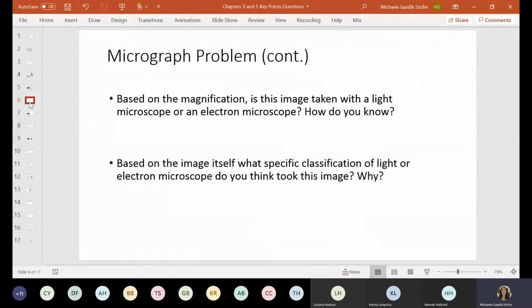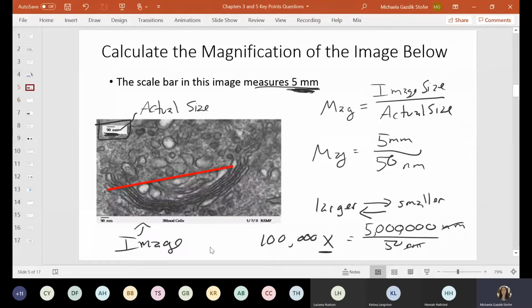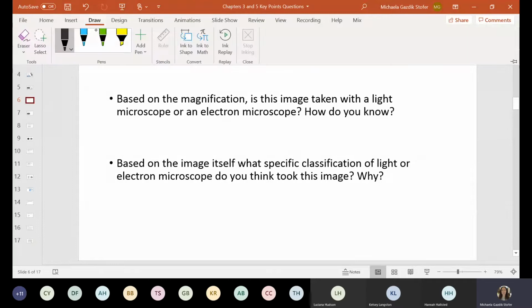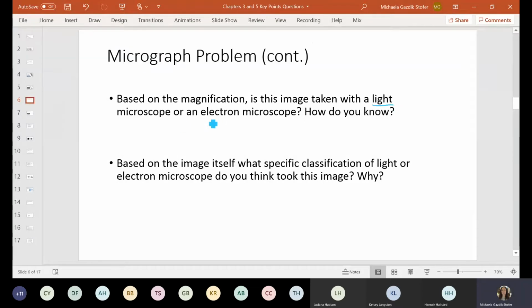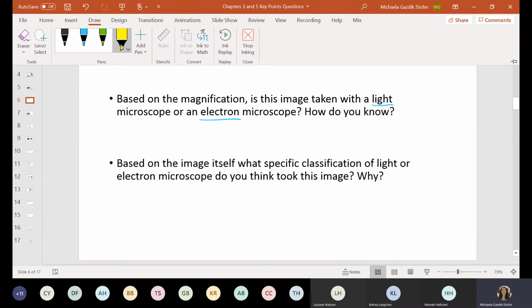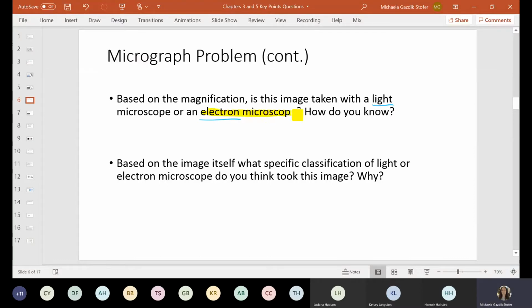So now we want to think about what that number means. So based on that magnification, okay, of 100,000x, is that image taken with a light microscope or an electron microscope? So go ahead, type in the chat. What do you guys think? Is it a light microscope or is it an electron microscope? Good. I see a whole bunch of electrons showing up. So this was taken with an electron microscope.